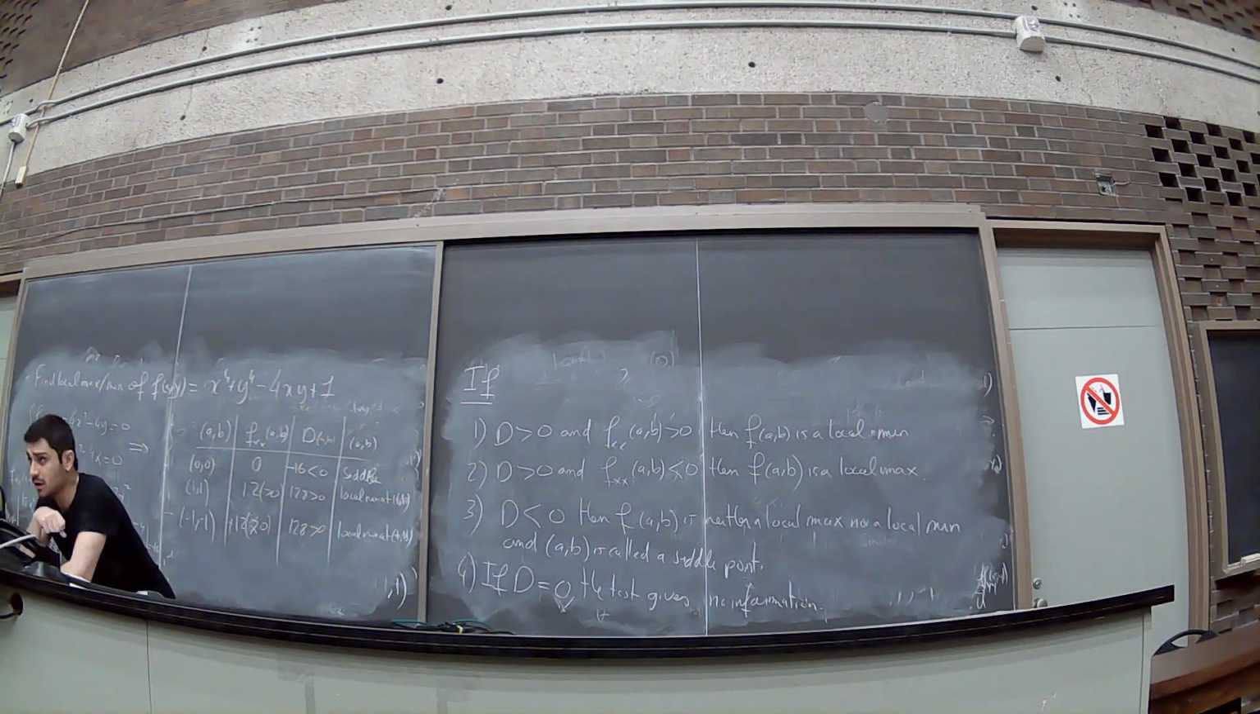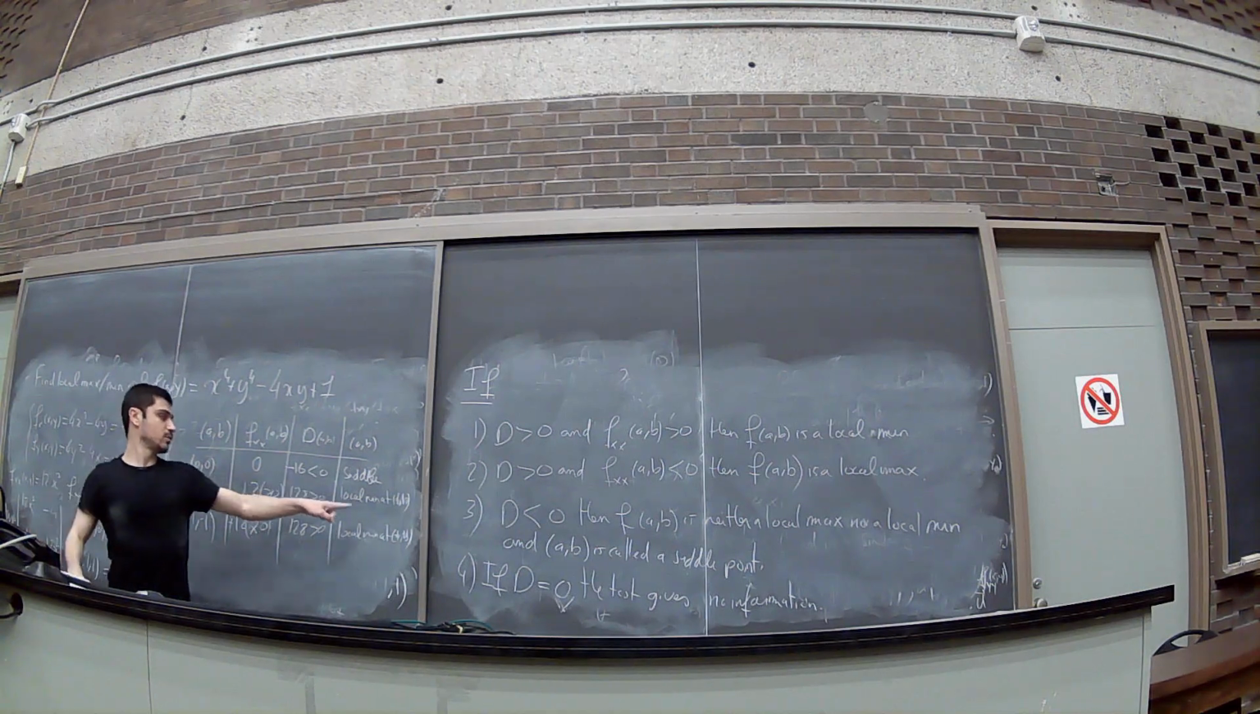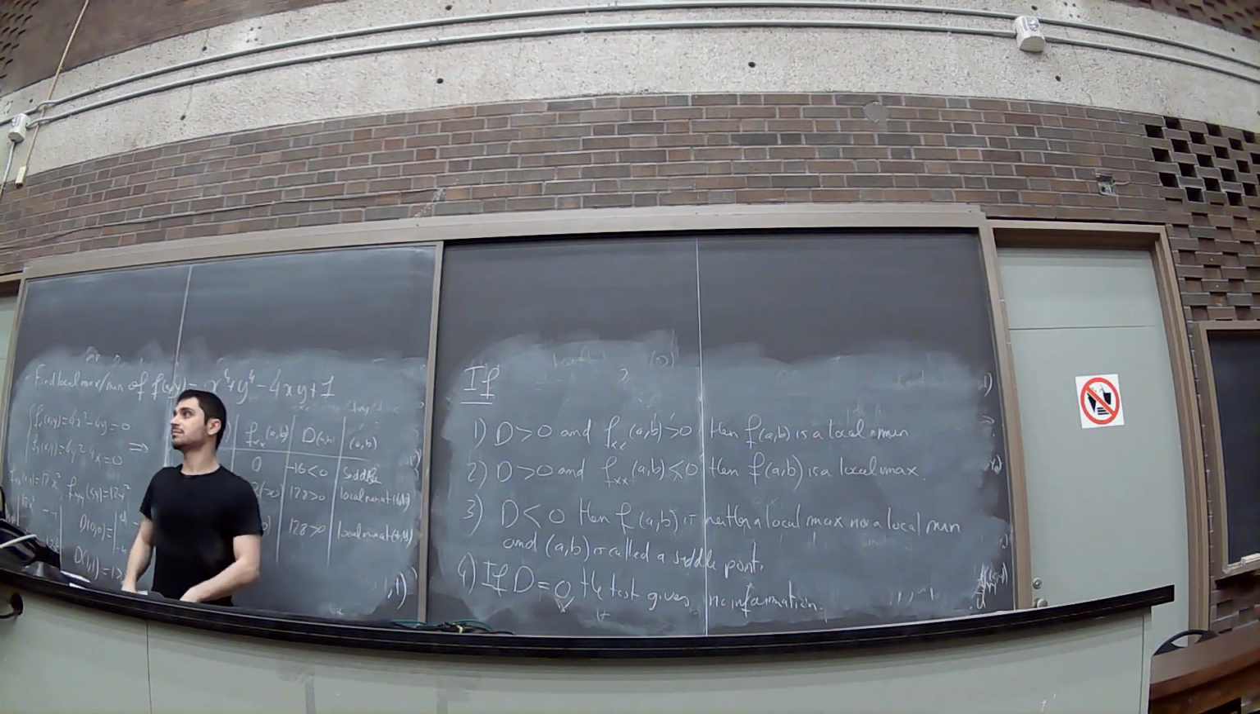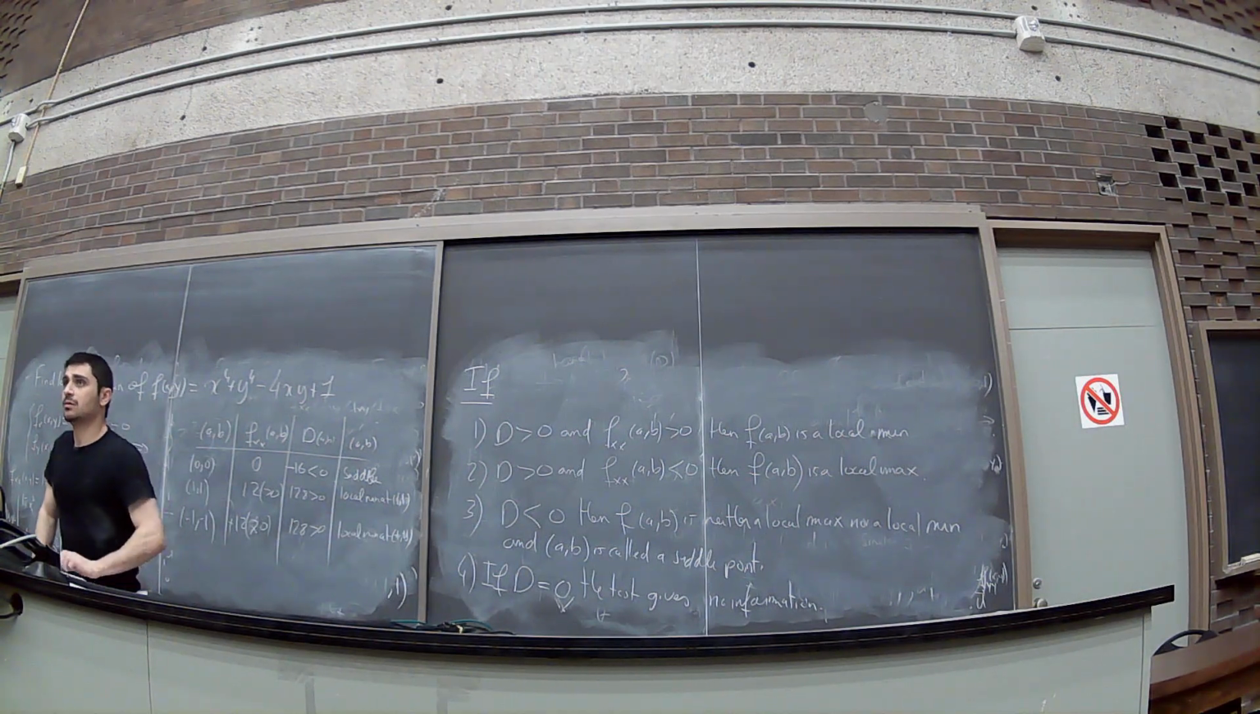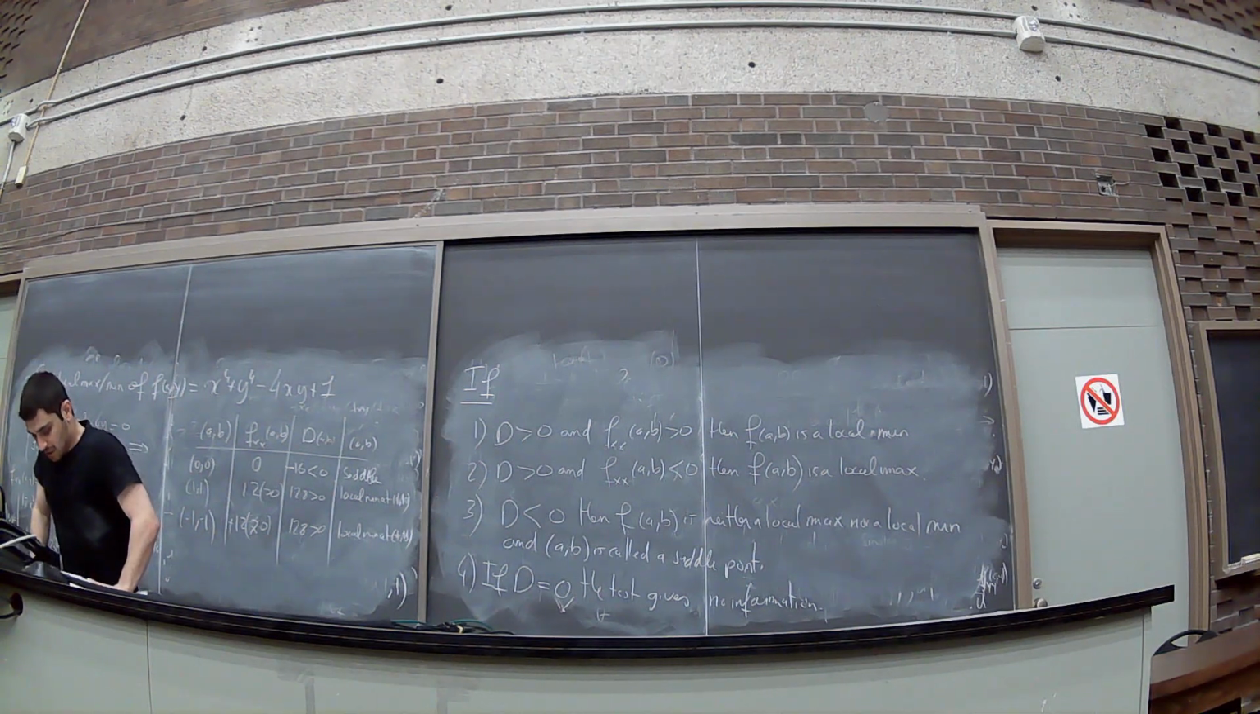Okay, great. Should we do one more? Local min at 1, 1. Local min at minus 1, minus 1. Should we do one more? Let's see. We pick a harder one. No, let's pick an easier one.